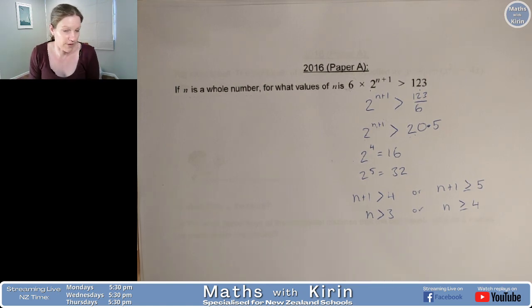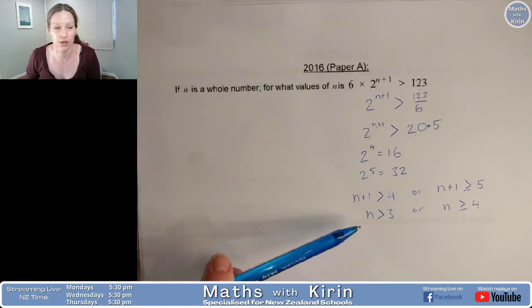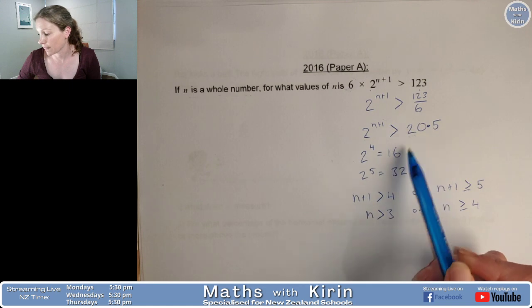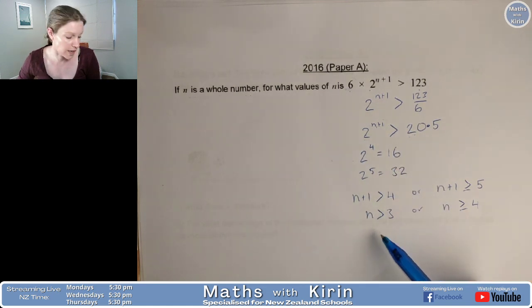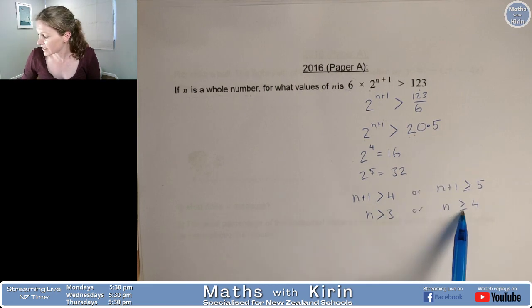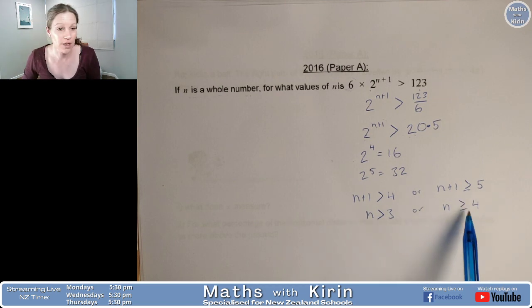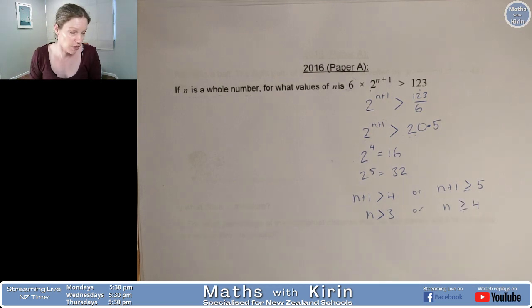For merit, you have a consistent solution from incorrect working. So maybe you divided wrong here, but you consistently solved from that error, that would give you merit. Or you might write n is equal to 4 instead of having the inequality as your solution, or you might write n is greater than 4 without the equal to. So those things would give you merit.